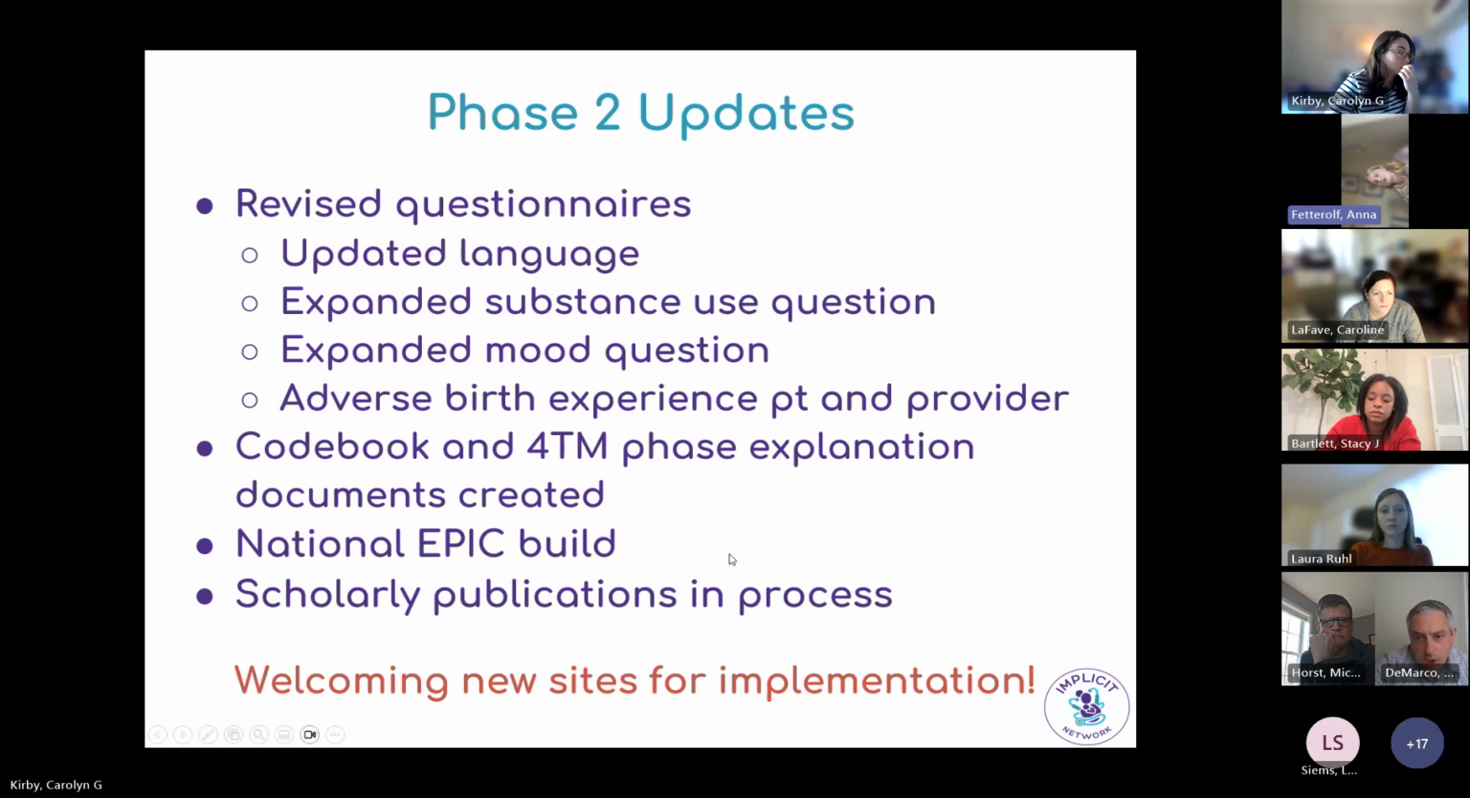We have developed a code book and 4th trimester phase explanations, similar to ICC, so you can see where the questionnaire updates have happened and why we've made those updates. And then that code book helps with looking at what data points we need to upload into REDCap.